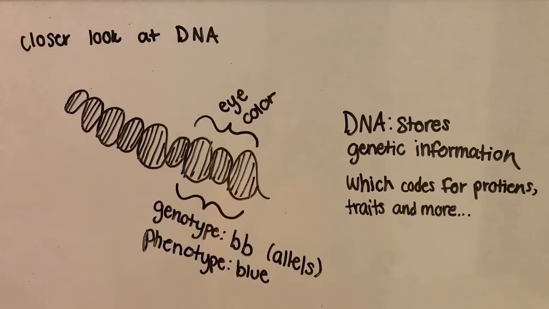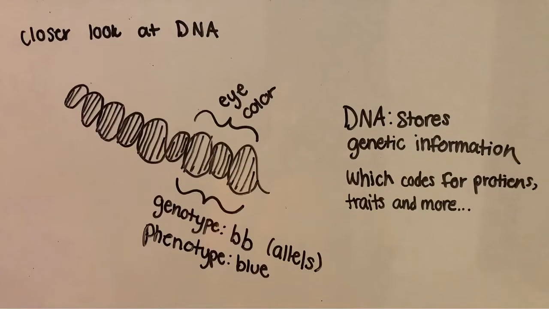Genes contain DNA. DNA stores genetic information which codes for proteins, traits, and many more. So let's say this one part of the gene codes for eye color. The genotype of that gene will be BB, which are the alleles, letters representing a genotype. And the phenotype will be blue eyes.